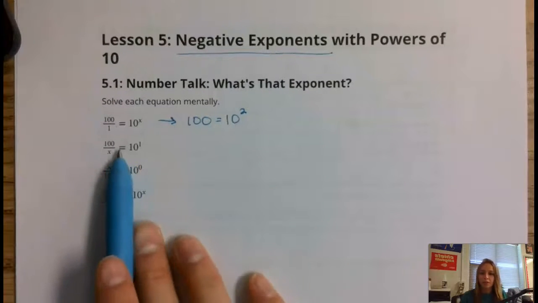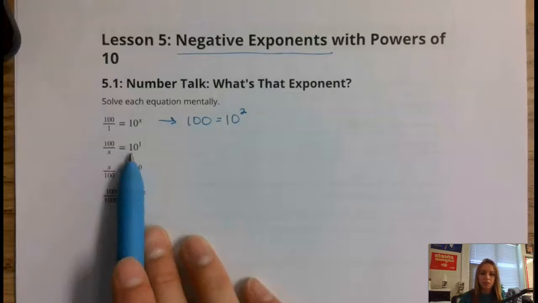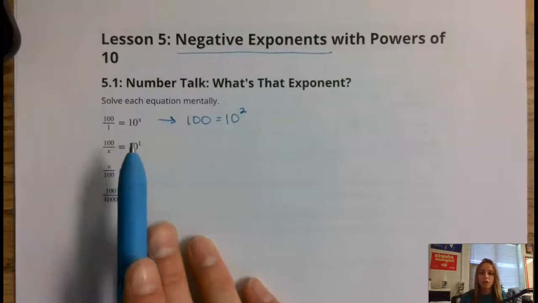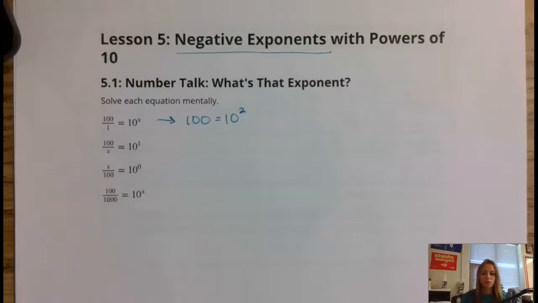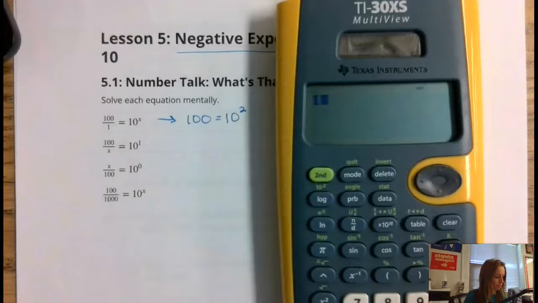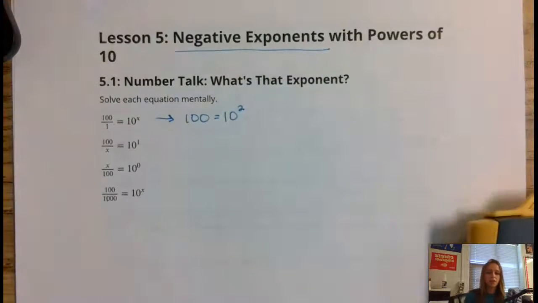Now we have 100 over x equals 10 to the first power. So let's think to ourselves, what is 10 to the first power? Well, 10 to the first power is itself. So anything to the power of 1 is itself. And just to double check, since we do know the exponent, we can plug that into our calculator. 10 to the power of 1 is 10.